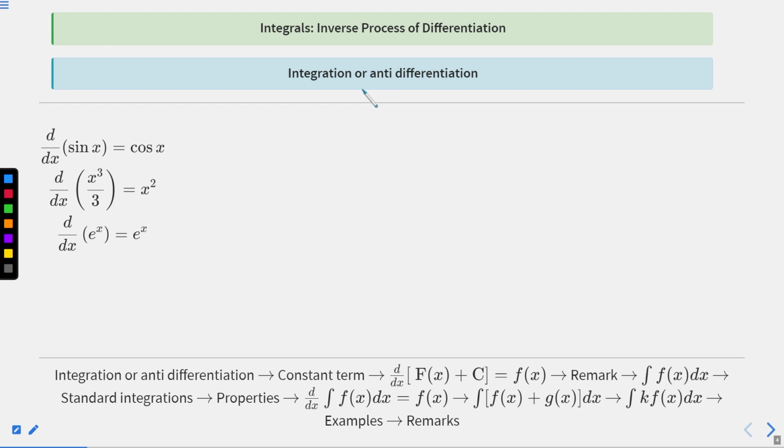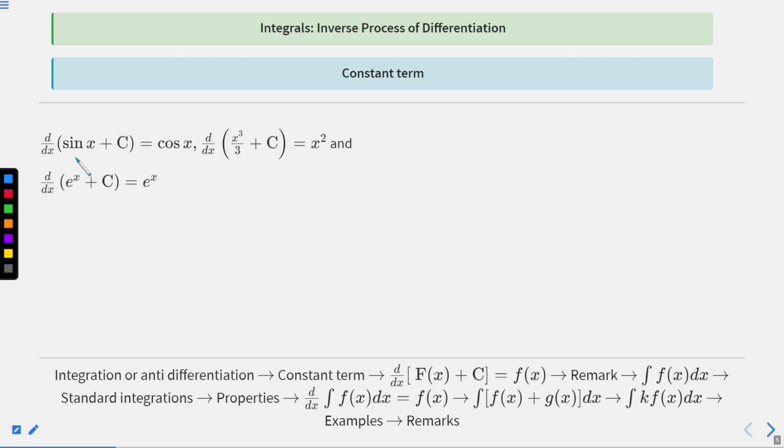So anti-differentiation is just another name for integration, as you can assume from this name. As the inverse process of differentiation, we are calling it integrals. So integrals is nothing but the inverse process. You all know the differentiation of sin x is cos x, this differentiation is x square, and this differentiation is e to the x. Okay, clear?